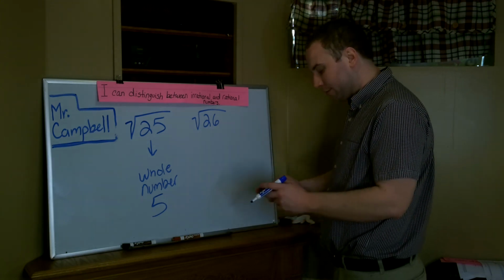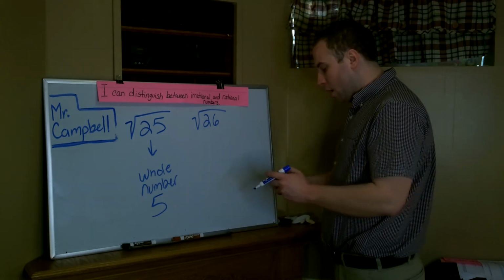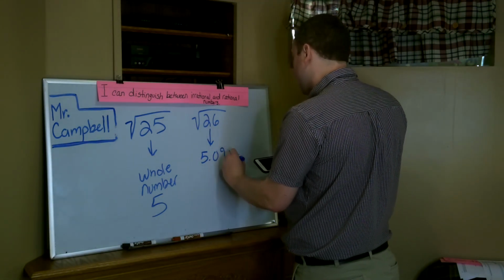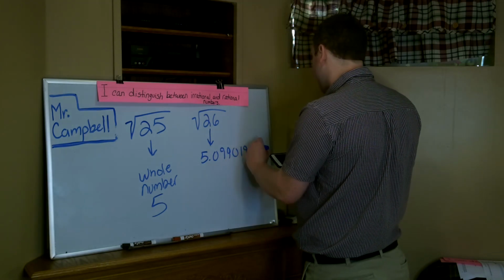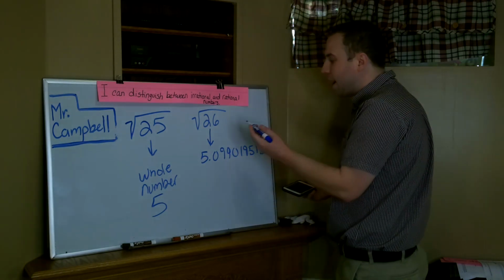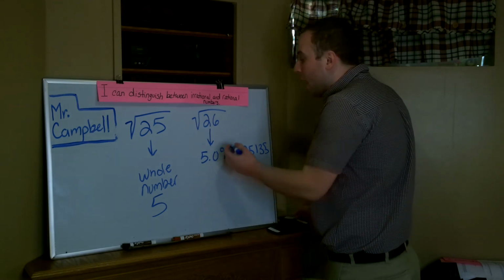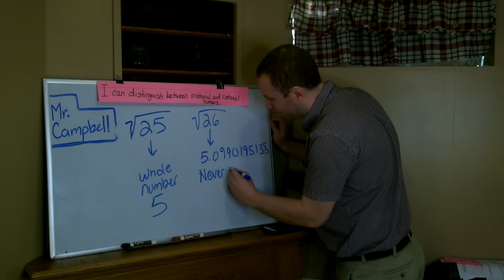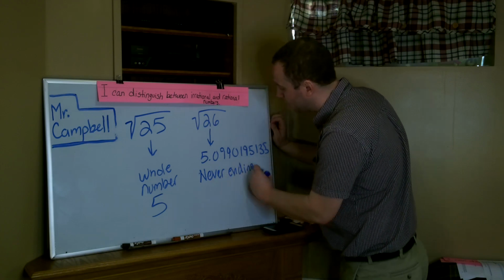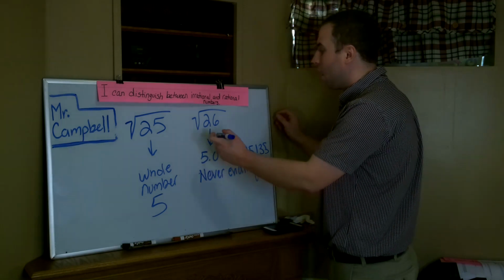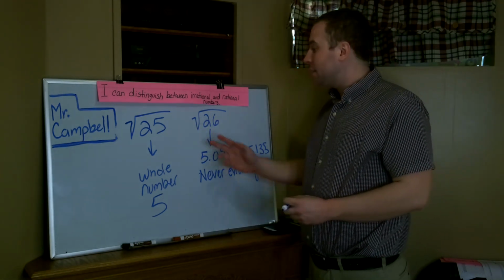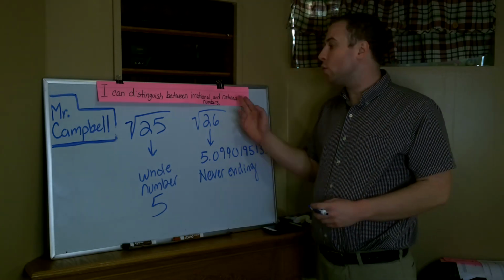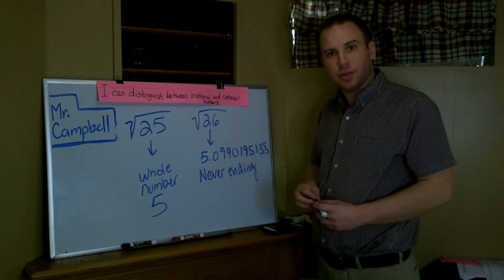my calculator here, it will give me the number 5.099019513, and I can keep going on and on forever. This kind of number is never ending, meaning there is no end point to this number. With regard to that, these two types of numbers, or these two types of square roots, give us what's known as rational or irrational numbers.